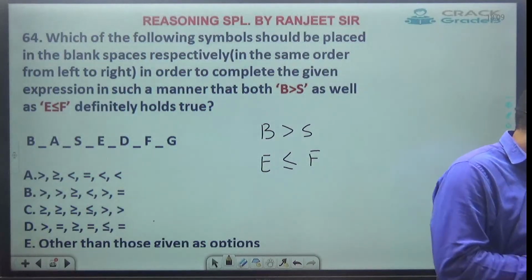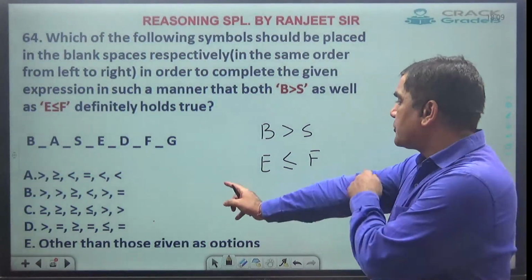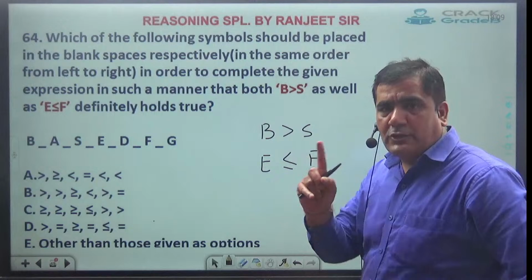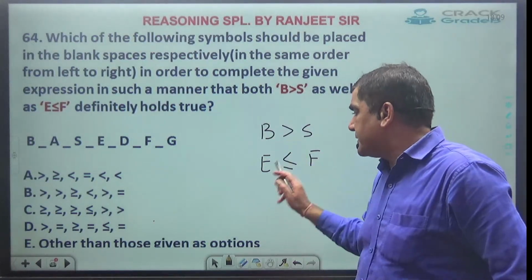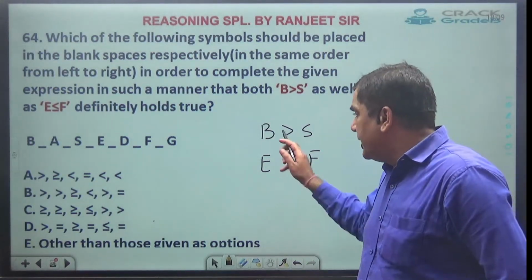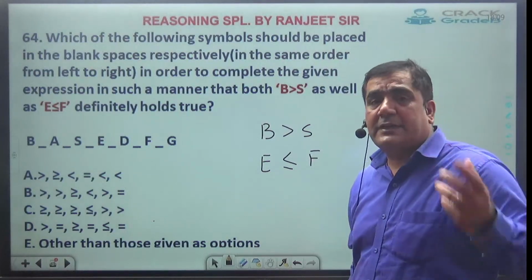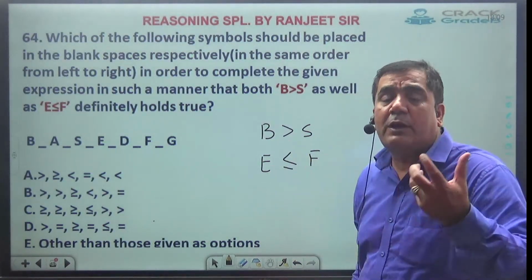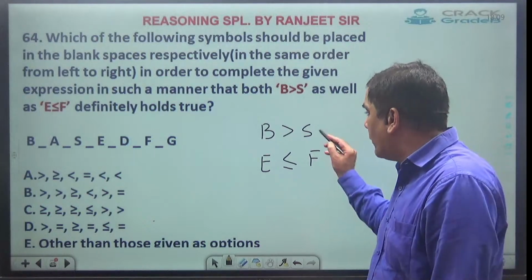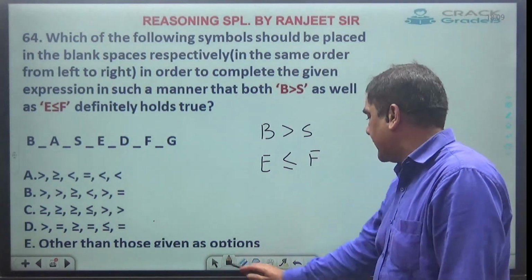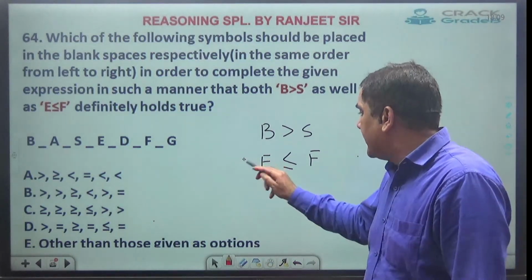Clear? Okay. Now here these two have to be definitely correct. My job is to ensure that these two are definitely correct. Now from these two, where should I start? I will start with the expression having equal to sign in between them. So I won't start with this, I will start with the second one.